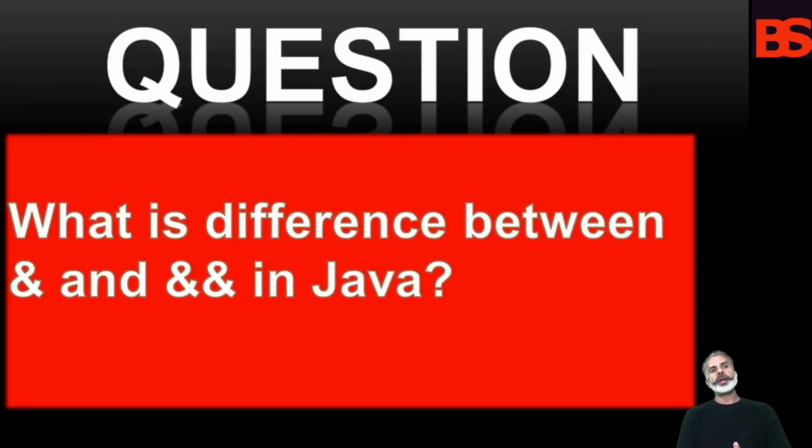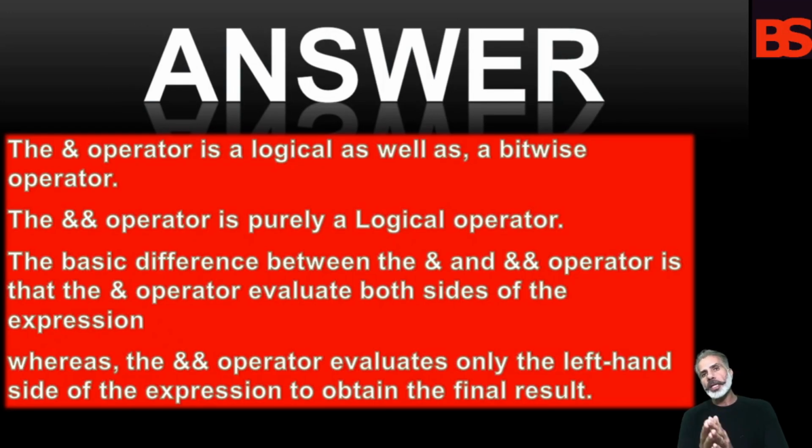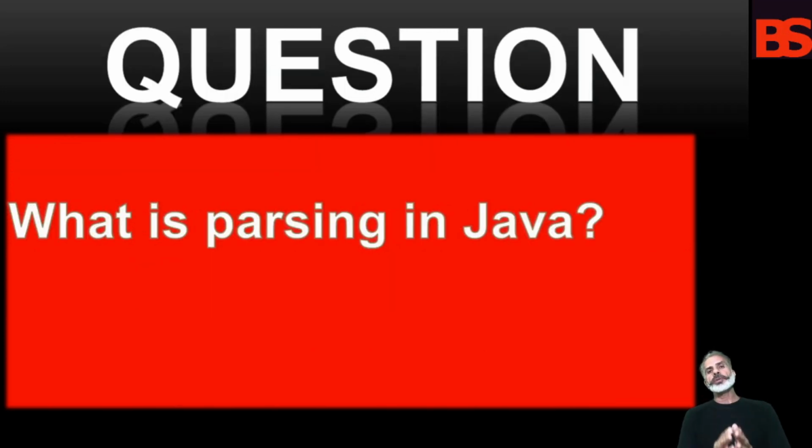Hello everyone, in the last video I asked a question: what's the difference between single and and double and in Java? The answer is that the single and operator evaluates both sides of the expression, whereas the double and operator evaluates only the left-hand side of the expression to obtain the final result. So today's question is: what is parsing in Java? Please give the answer to this question in the comment section. Otherwise, I'll give the answer in the next video.